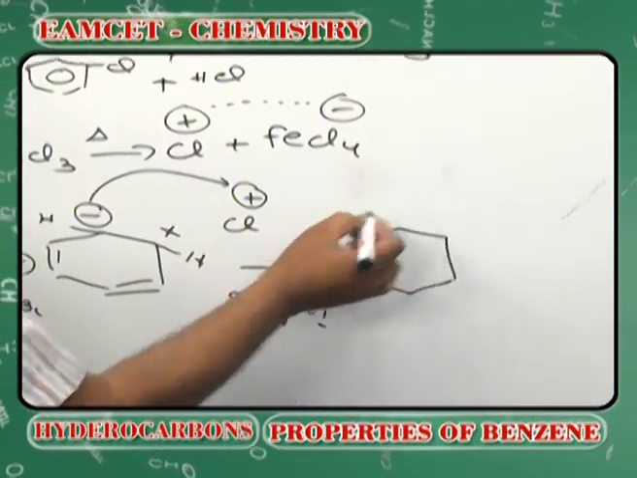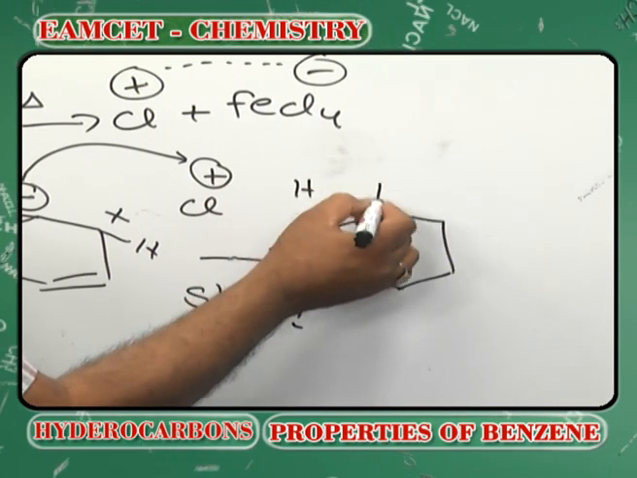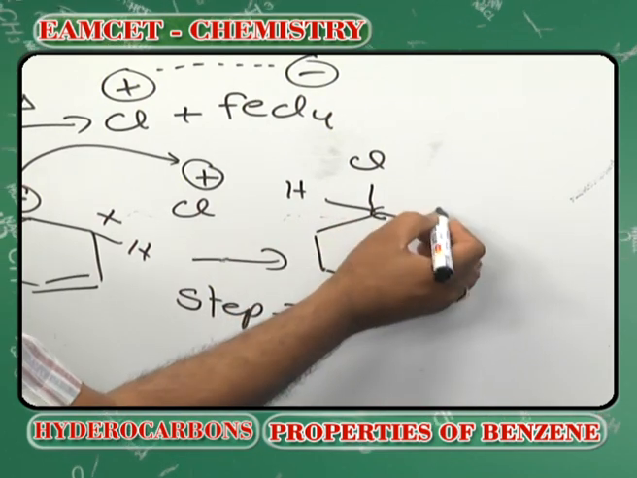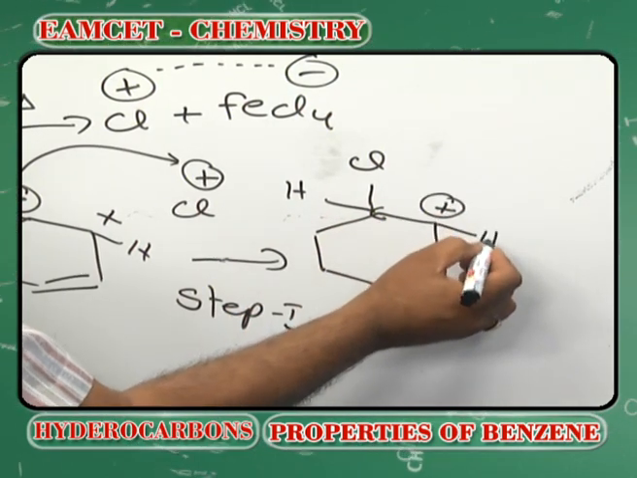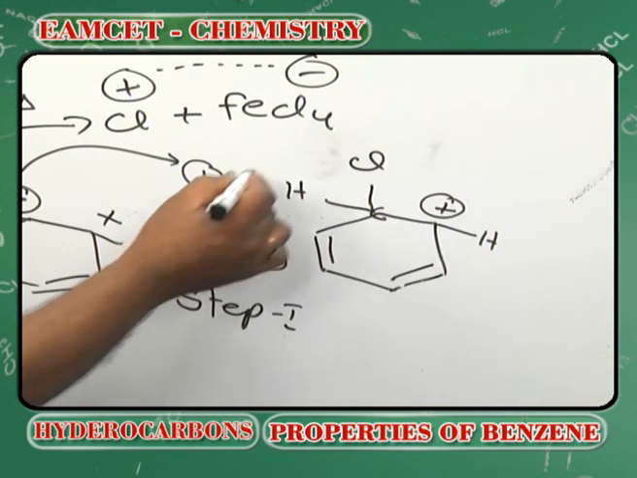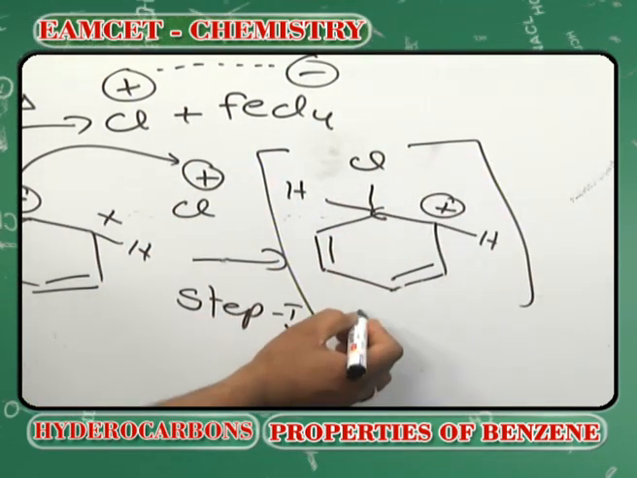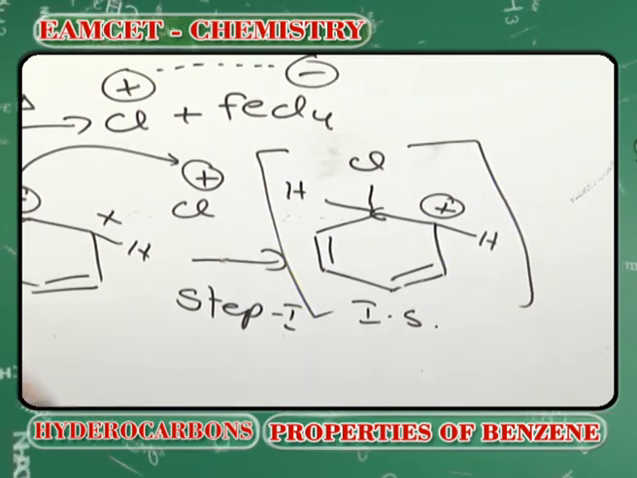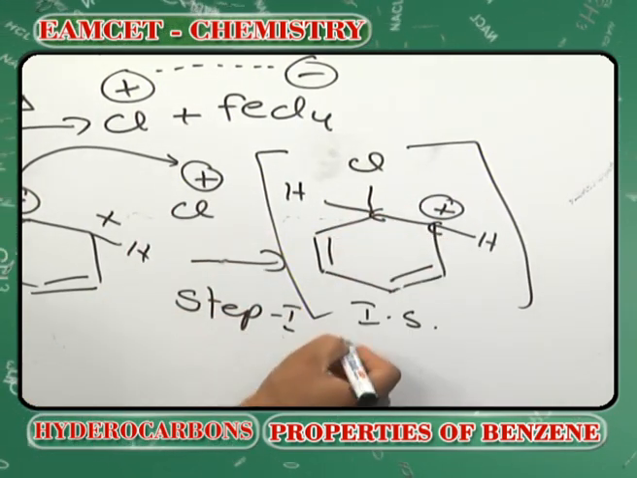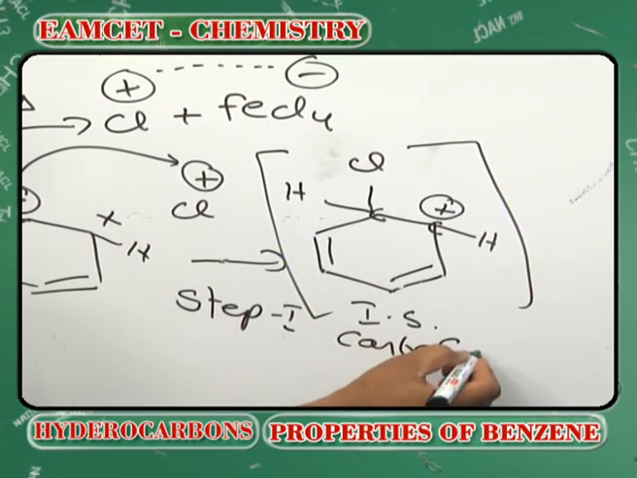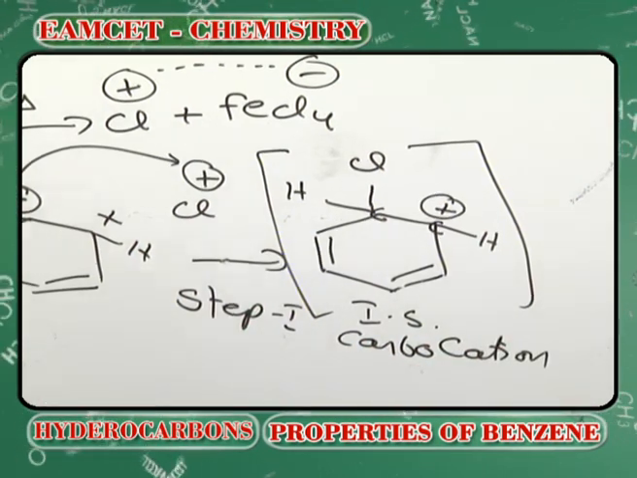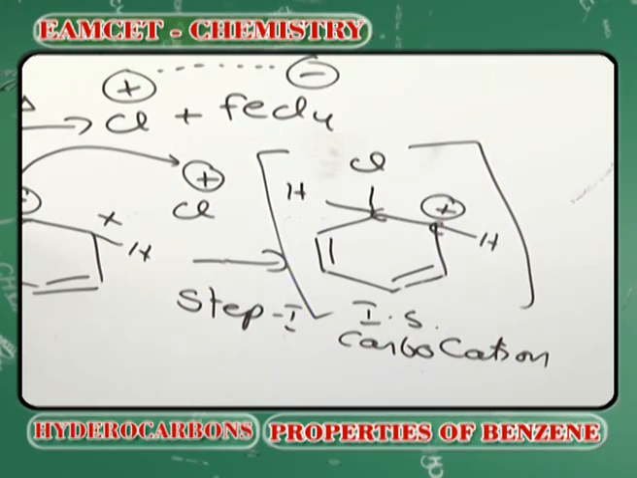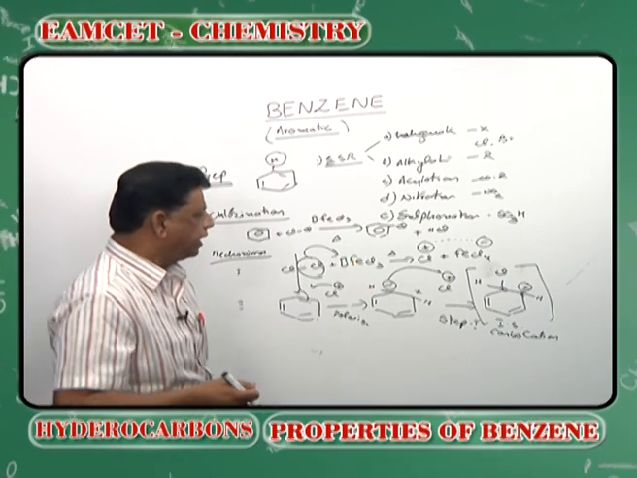So what is the intermediate species in halogenation? There will be a chlorine here, and on the next carbon, either this side or that side, there will be a positive charge, known as a carbocation. This species is called an intermediate species, which has a plus charge on the carbon, therefore we call it a carbocation. A question may be asked: which of the following reactions passes through a carbocation? All electrophilic substitution reactions pass through the carbocation.